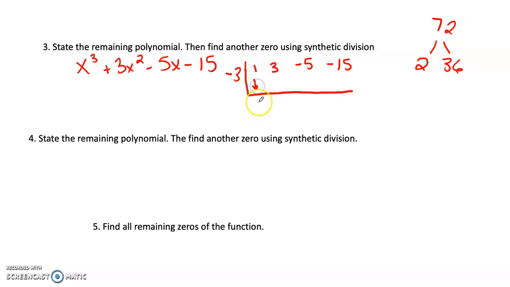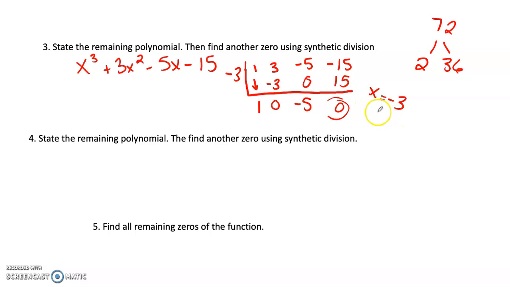Let's try out negative 3. So I'm going to bring down the 1. 1 times negative 3 gives me negative 3. I'm going to add it. I get 0. 0 times negative 3 is 0. I'm going to add it. I get negative 5. Negative 5 times negative 3 gives me a 15. When I add it, I get 0. So yes, x equaling negative 3 is another possible root.